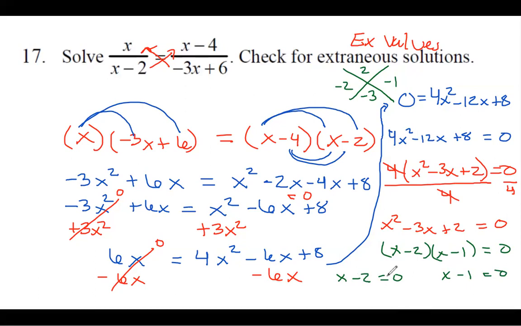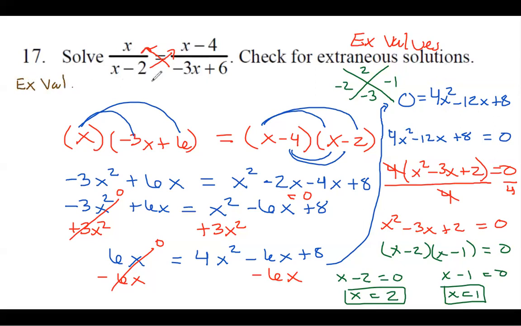So we have x minus 2. Our solution is positive 2. X minus 1. Positive 1. Woo-hoo. Ahora sí. Extraneous solution, guys, means that we have to look for excluded values. So let's go ahead and do that very quickly.